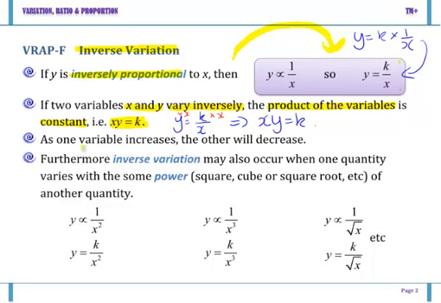So that means that as one variable increases, the other will decrease. Furthermore, inverse variation may also occur when one quantity varies with some power, so square, cube, square root of, etc., of another quantity. And you can see that expressed here. So very similar to what we had with direct, but now it's 1 over.